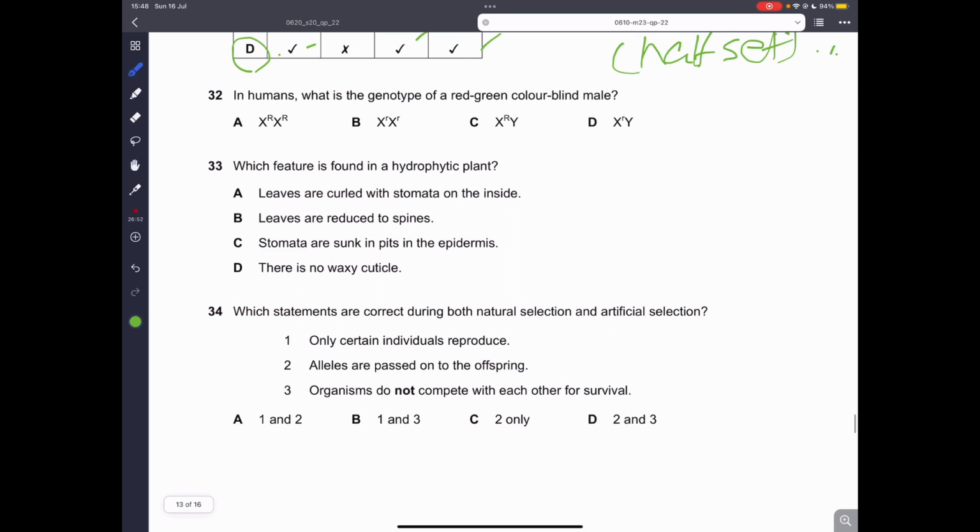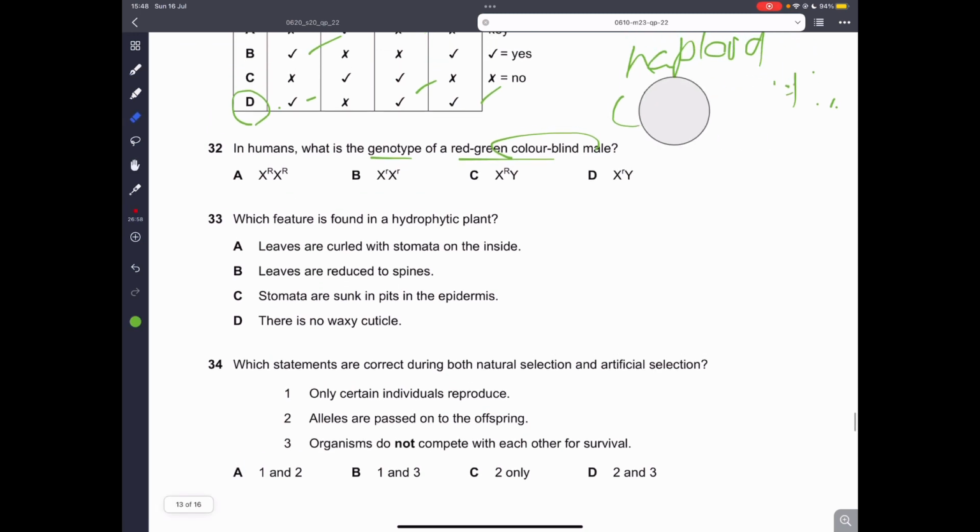Question 32. In humans, what is the genotype of a red-green colorblind male? Okay, so this one we have to draw actually a Punnett square. So a red-green colorblind male. Actually, we don't need to draw a Punnett square because they already given us the options here. So we just have to choose.